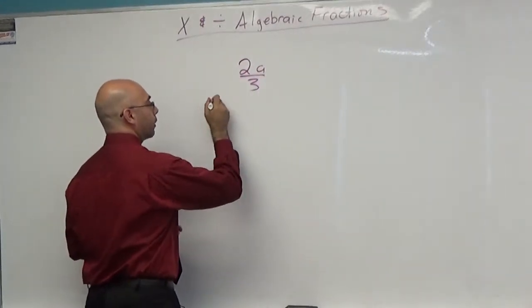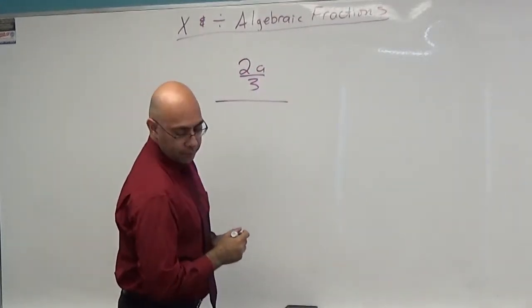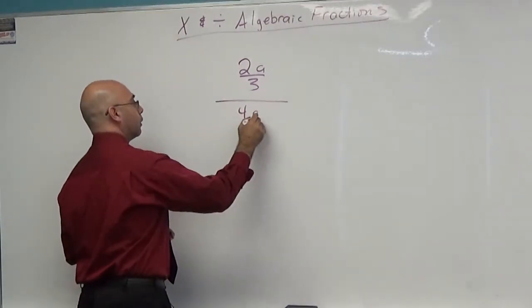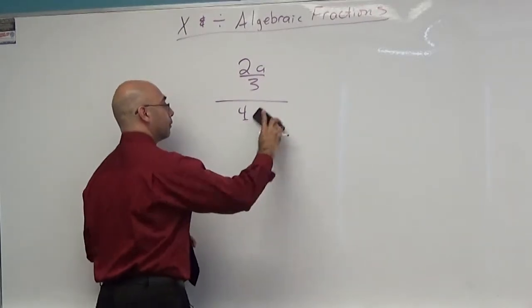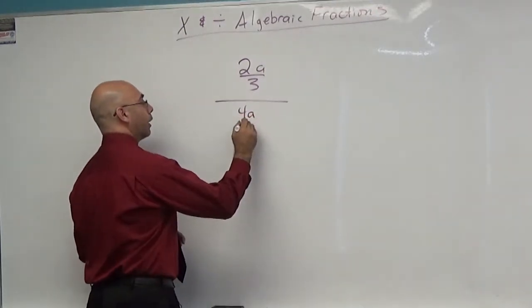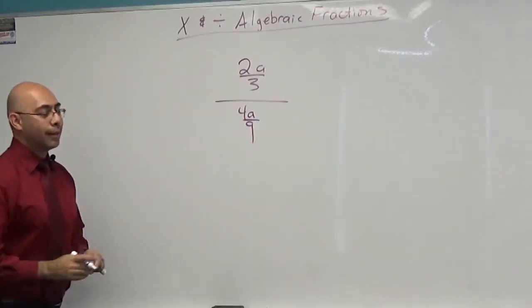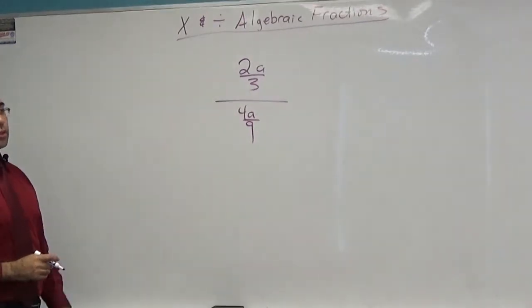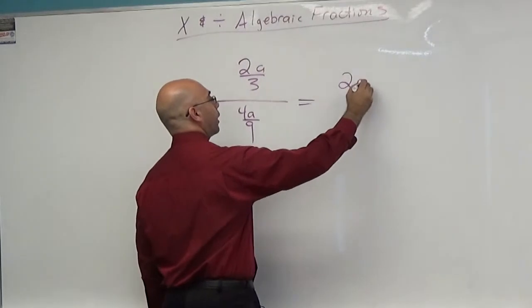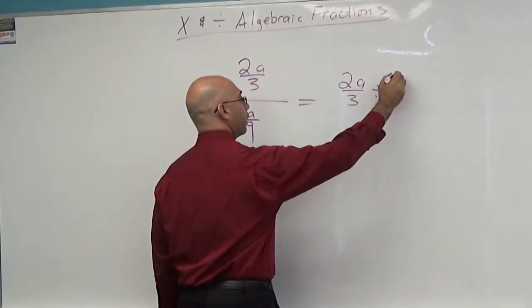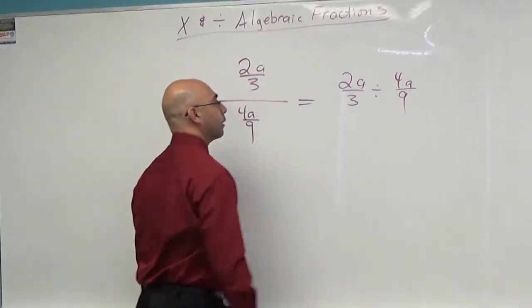I'll write it the way it's kind of written in the book. 2a over 3, 4a over 9. That's kind of, my a does look like a 9. Now this just looks confusing, so just rewrite it like a division problem. You could write it like this: 2a over 3 divided by 4a over 9.